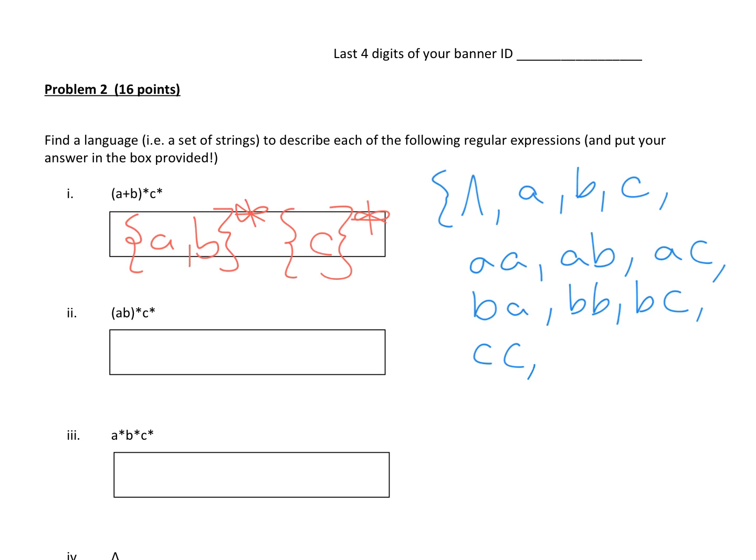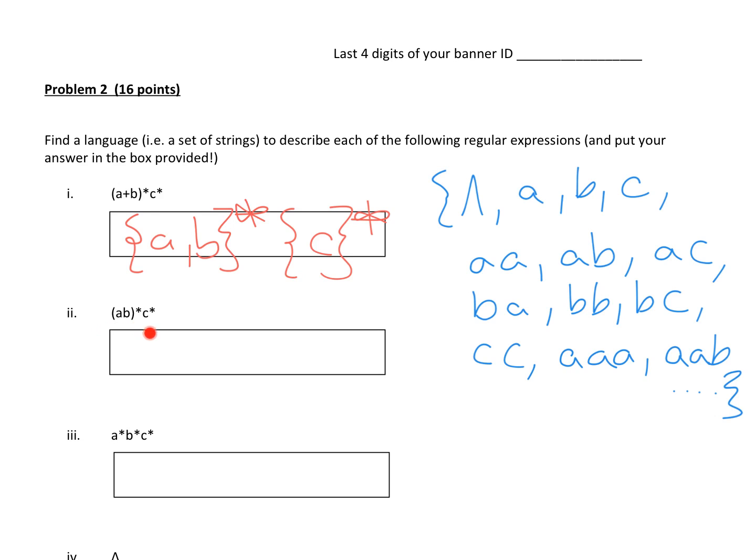So, you know, we can start doing things like AAA and AAB and so on. And if you actually gave me at least this much, you got full credit. Okay, so let's keep going.